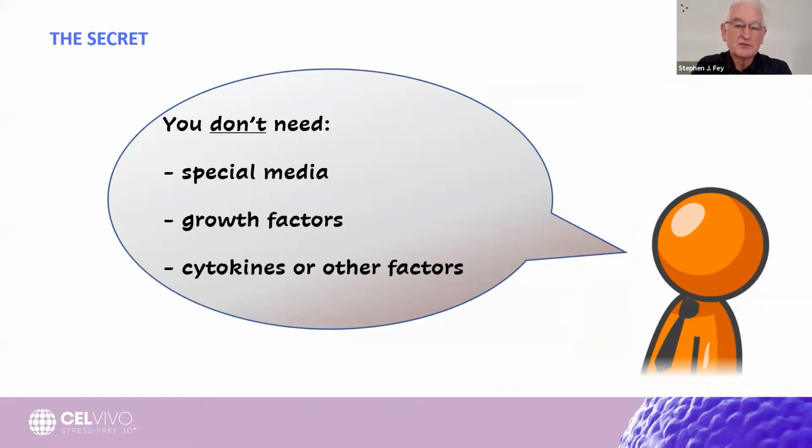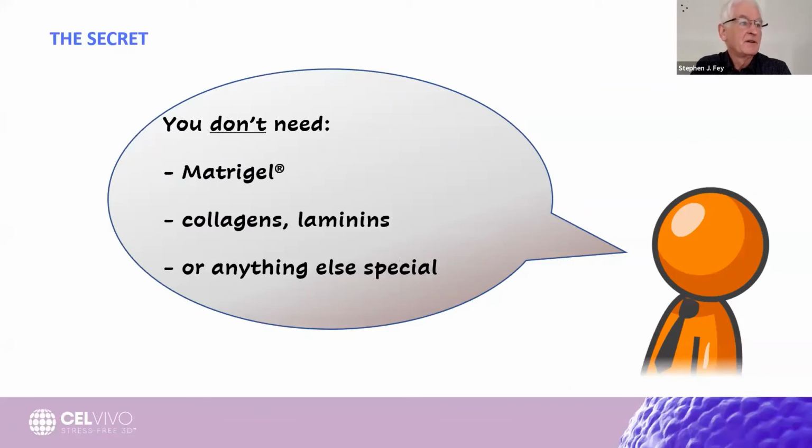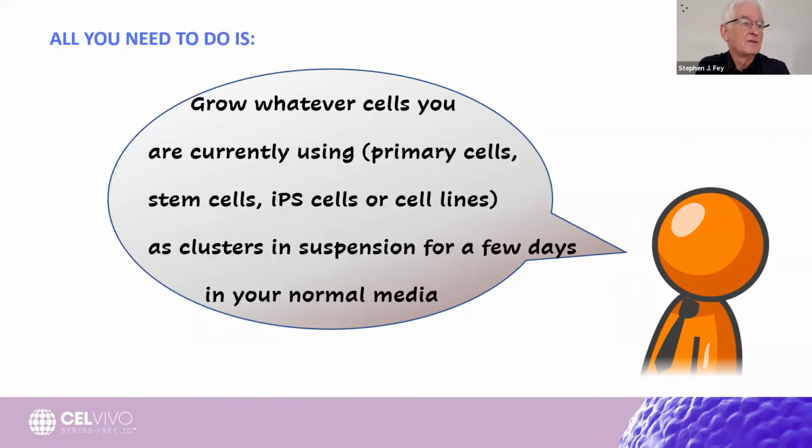You don't need to use special media or growth factors or cytokines or other factors. You don't need matrigel. You don't need to find a special batch of matrigel, a good one. You don't need it at all. You normally don't need collagens or laminins or anything else special. All you need to do is to grow your cells in whatever you are currently using. And that's true for primary cells, stem cells, induced pluripotent stem cells, or cell lines, that grow them as clusters, spheroids organized in suspension for a few days in the normal media you use.